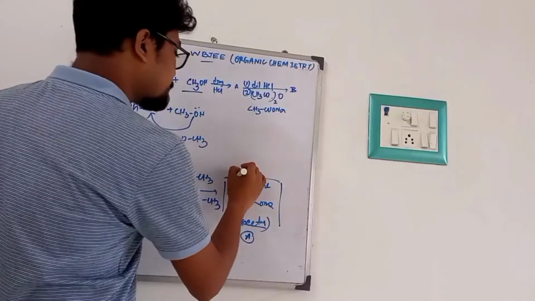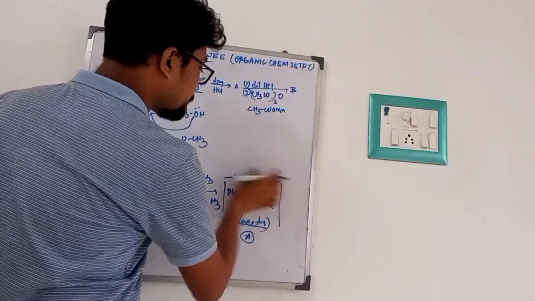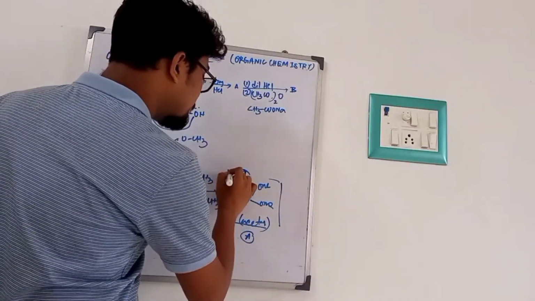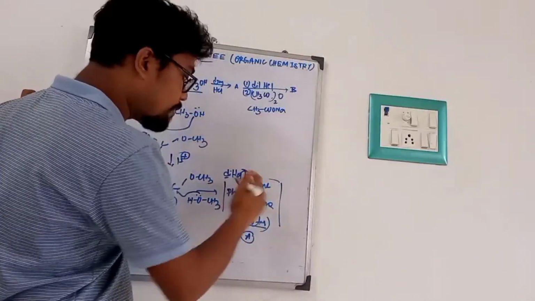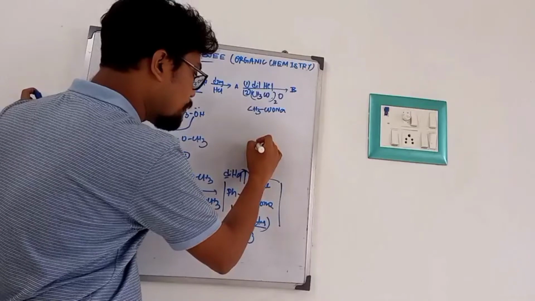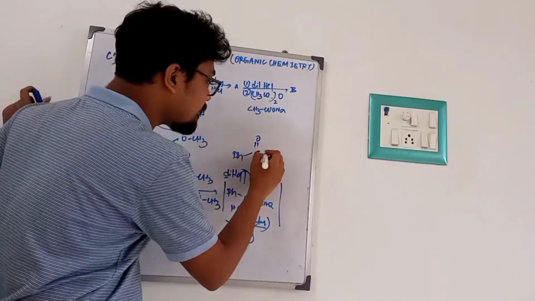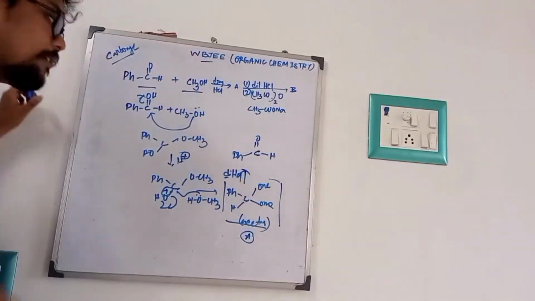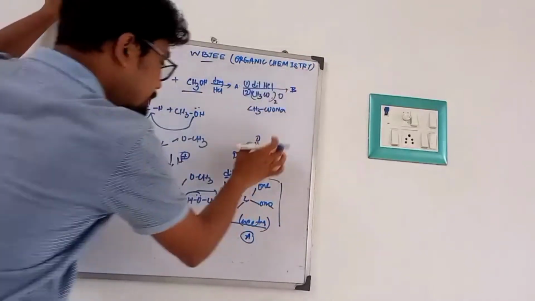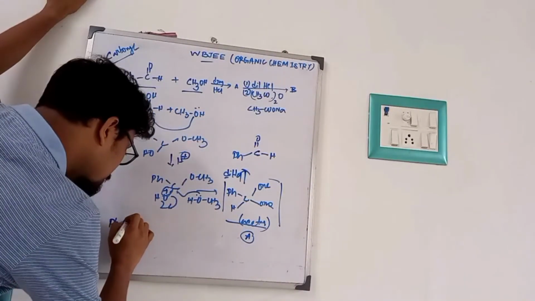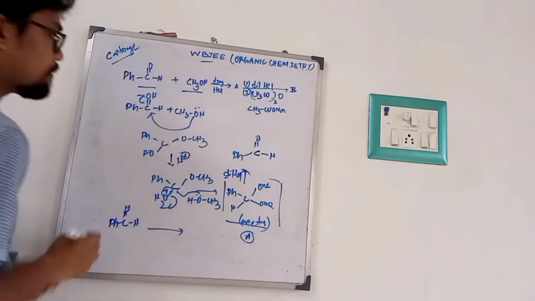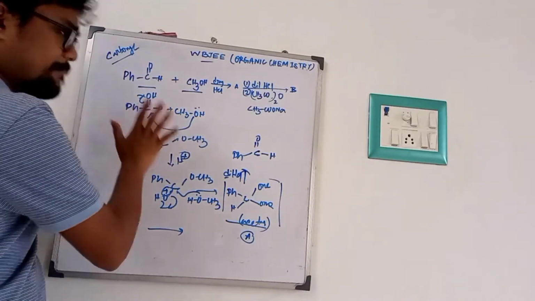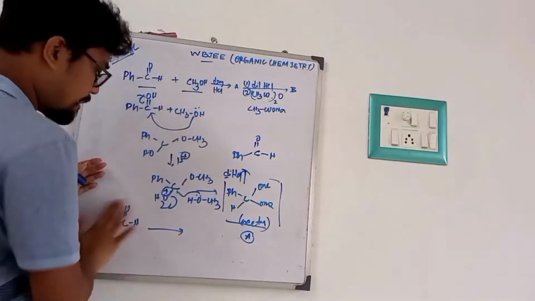They will give us dilute HCl. In the presence of dilute HCl, this protection will leave, and we get our deprotected product. That means we will get benzaldehyde again. Fine. After the formation of benzaldehyde, they give us... pause the video and write down the mechanism. I have to rub it. Fine.